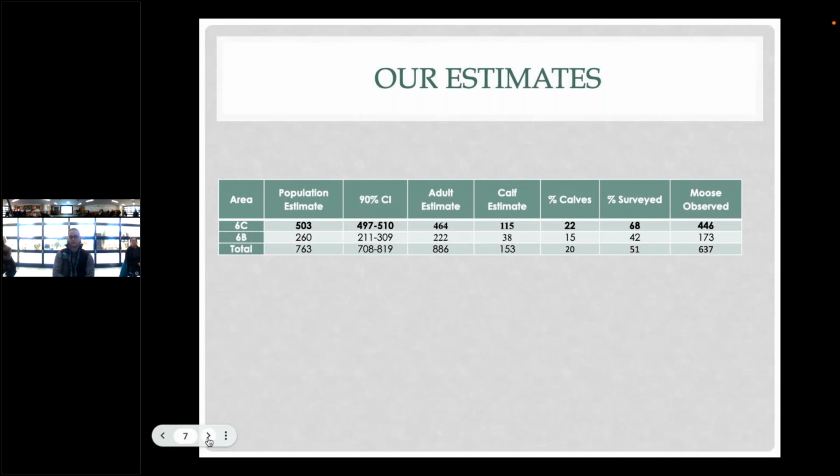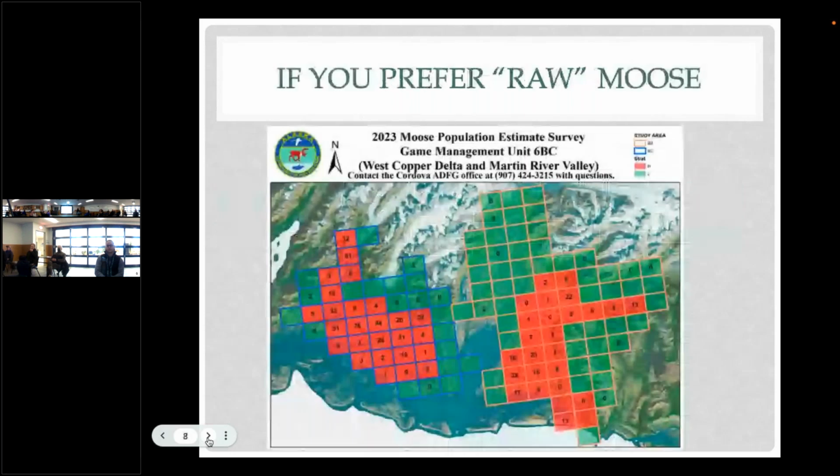So the difference between the moose observed number and the population estimate comes from our extrapolation to the areas that we didn't look at, and on the West Delta, that's all low habitat, and the application of that sightability correction factor. And so some of you are purists, and you're like, I don't care how you estimate, I don't care about sightability correction factors, I don't care about extrapolation, I care about where you saw the moose and how you saw them. So this map shows you that.